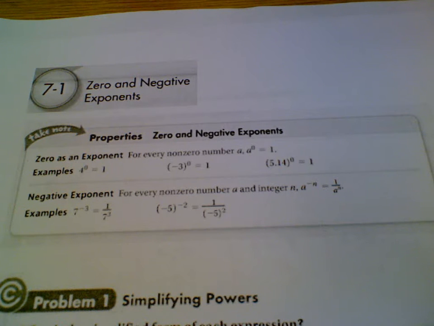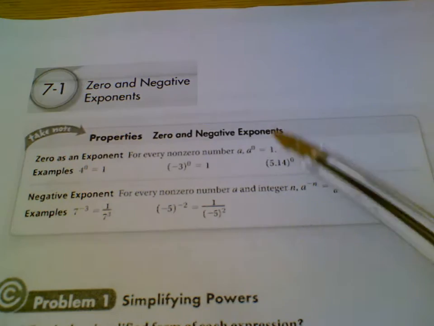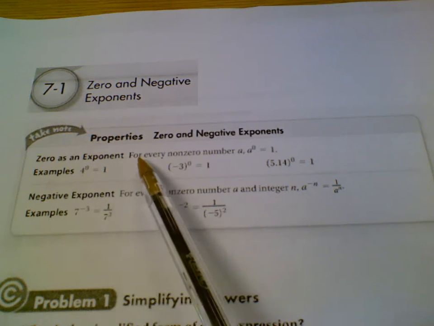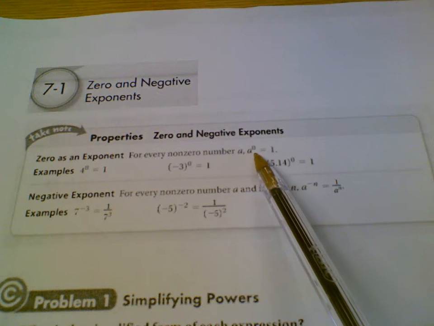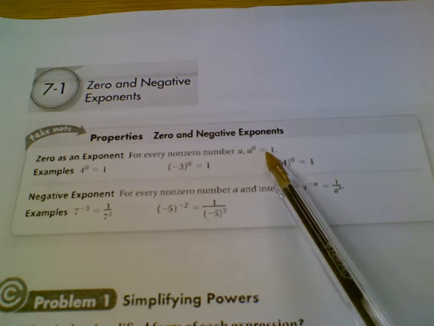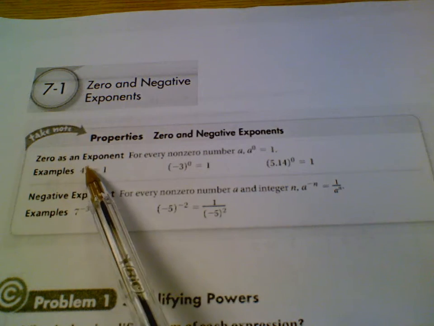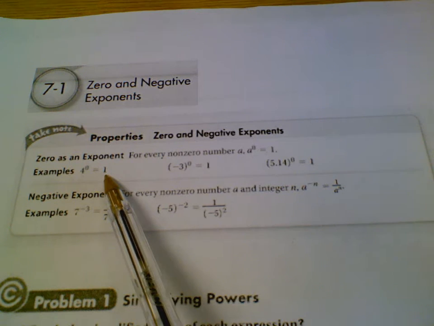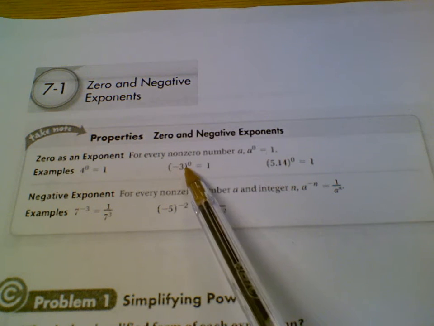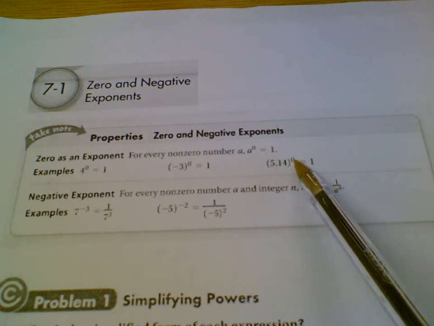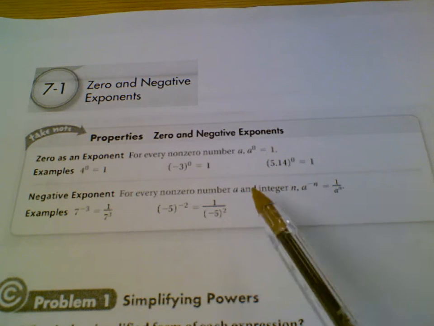Chapter 7 is about exponents. So the first rules we're going to practice are 0 and negative exponents. If I have 0 as an exponent, then anything to the 0 power is equal to 1 as a whole number. So for example, 4 to the 0 power is 1 as a whole number. Negative 3 to the 0 power is 1 as a whole number. 5.14 to the 0 power is 1 as a whole number.